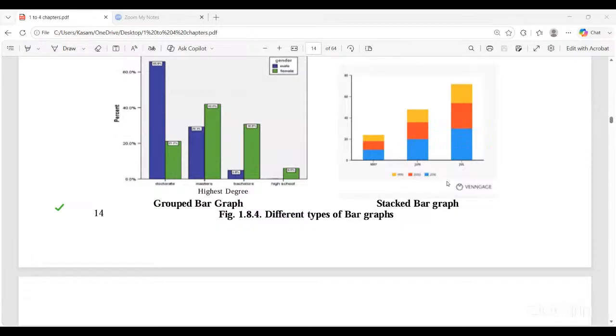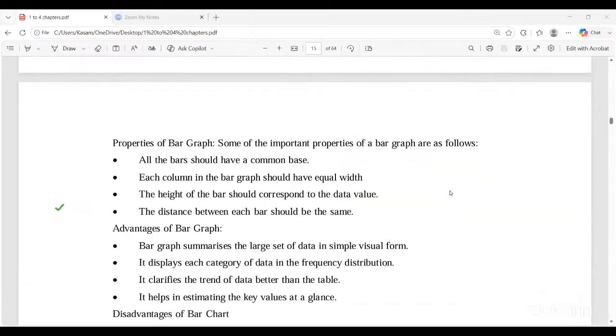This is the properties of bar graph. All the bars should have a common base. Each column in the bar graph should have an equal width. The height of the bar should correspond to the value. The distance between each bar should be the same. So, advantage: a bar graph summarizes large data, a large set of data, in a simple visual form.